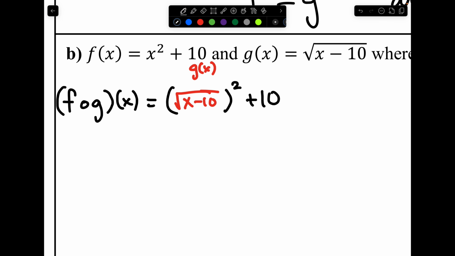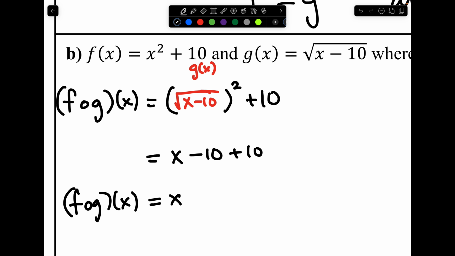There's nothing to distribute here, okay? And you see that all of this is being raised to the second power. Well, square root and square are inverses of each other, so they do cancel each other out. So we'll only be left with the x minus 10, no parentheses, no more square roots. Bring down the 10, and look again, we end up with x. So this equals x.